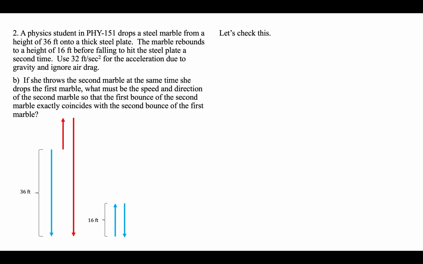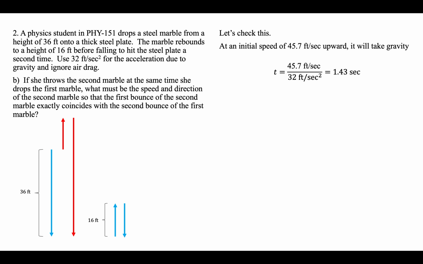I always like to check them because that sounds kind of weird to me, 45.7. If you throw it up at 45.7, it'll take gravity 1.43 seconds to remove all of that speed, because gravity sucks off 32 feet per second every second. It takes 1.43 seconds to stop it if it's going 45.7.